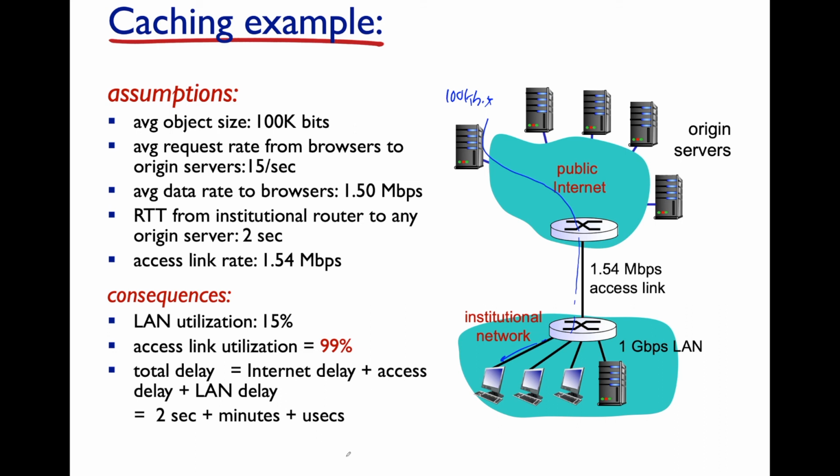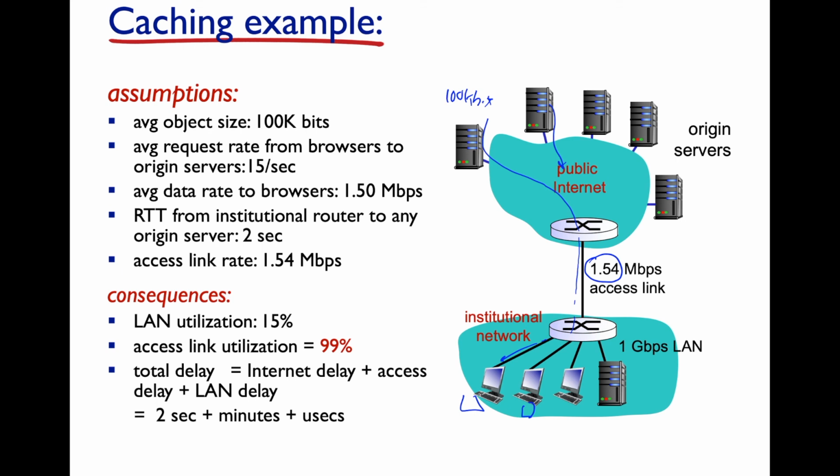So given this average data rate going from the origin server back to the browsers running on the clients, the average request rate times the object size, we multiply, given that it's 1.5 megabit per second, well, that's very close to the 1.54 megabit per second transmission rate or capacity for that access link. And so if we were to look at the utilization of that link, how close to being fully utilized, that would be 99%. 1.5 over 1.54 is 99%, roughly.